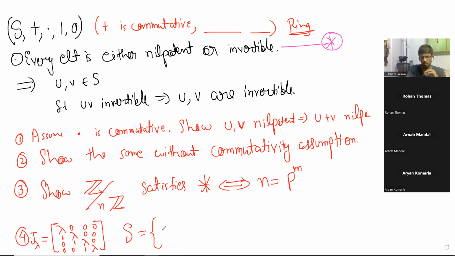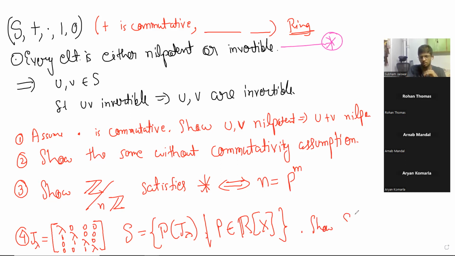The set S that you form will be P times J lambda, where P is a polynomial. So it's like J lambda square, J lambda cube, J lambda square plus J lambda cube, and things like that. P is just a polynomial in one variable. Let's show S has the property star. And lambda is anything. I am not saying anything about it.